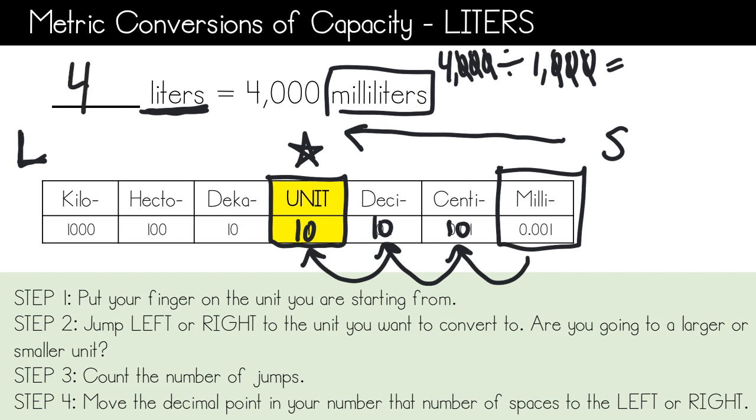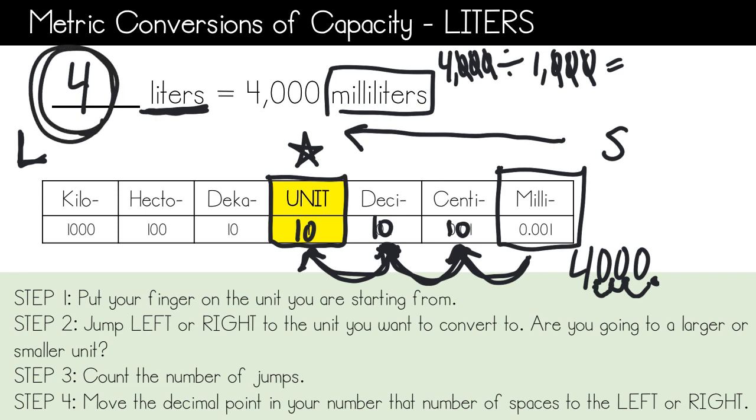Now let me show you with the place value way. So if I have 4,000 milliliters, and I am taking my decimal point at the end, and I'm moving it over 1 place value, 2 place value, 3 place value. Your new answer is 4. So 4 liters equals 4,000 milliliters.